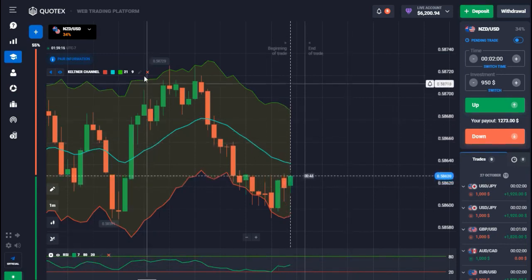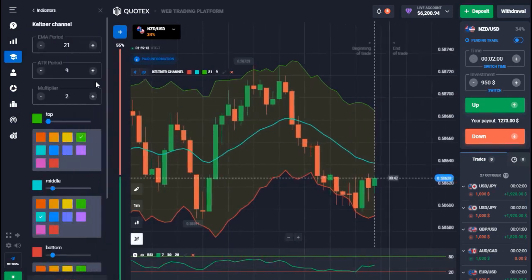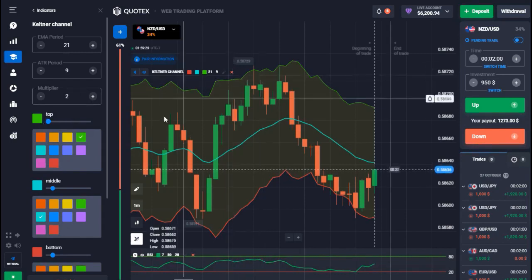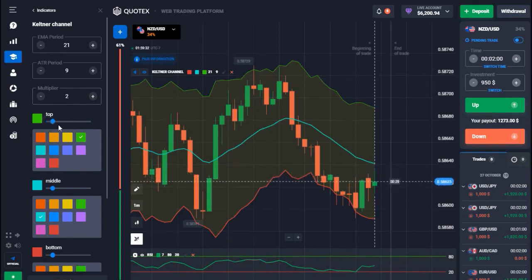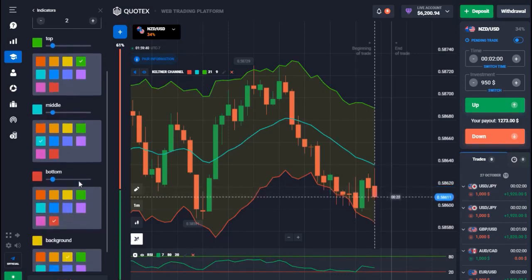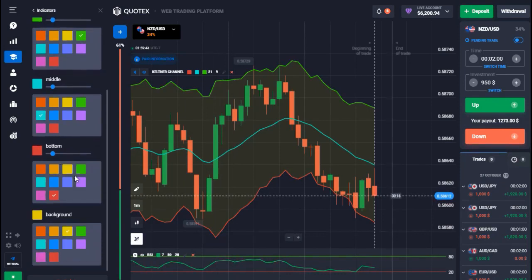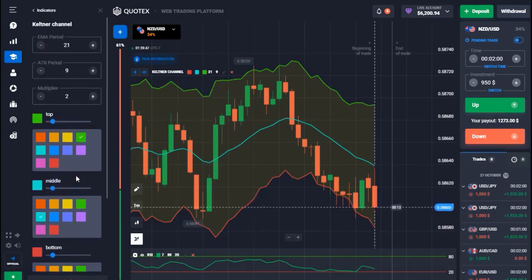This is the setup of our Candle Channel, and the MA period is 21. The ATR period is 9, while the multiplier is 2. I use green for the top color, which is the up color here, and I take the line as well. I use blue for the middle color, and I take the line as well. The bottom color is red, and I take the line as well. That's pretty much all you have to set up with your Candle Channel indicator.